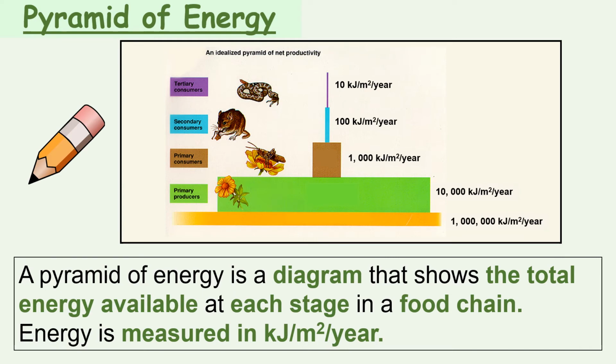So pyramids of energy have a similar structure to pyramids of number, but instead of looking at the organism's number, you're looking at the energy at each stage. So the first organism at the base of the pyramid will be the producer. The second organism will be the primary consumer. The third will be the secondary consumer. And the top will be the tertiary consumer.